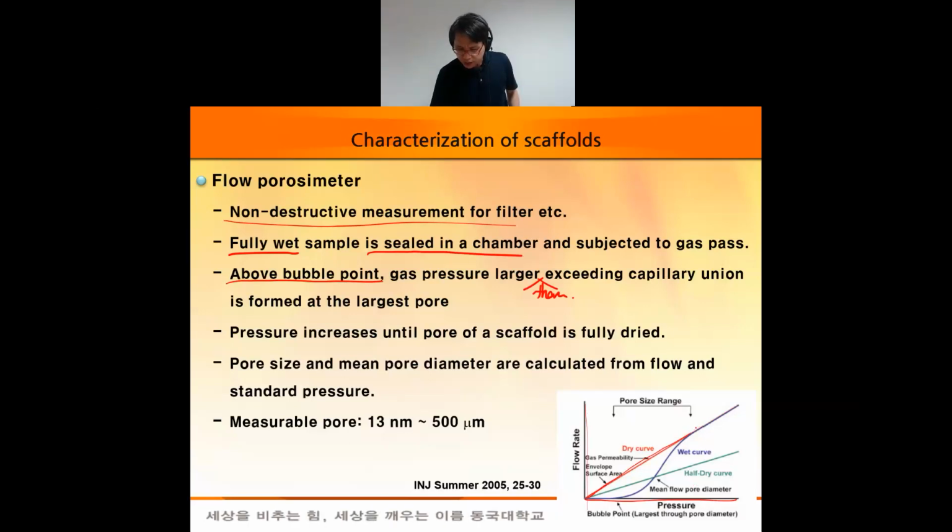This is the dry curve, this is the half dry curve, and this is the wet curve. The intersection between the wet curve and the half dry curve gives the mean flow pore diameter. And the pore size is determined between the bubble point here and the point where the dry curve and wet curve meet. This is the pore size range. The measurable pore is from 13 nanometer to 500 micrometer.